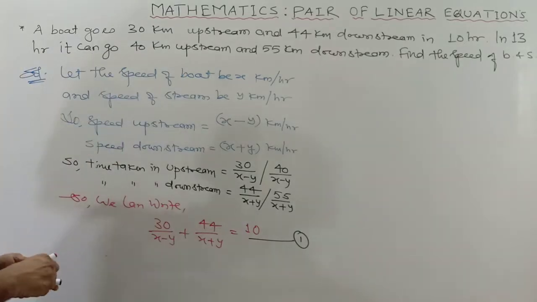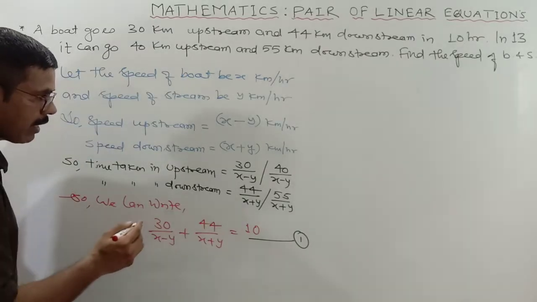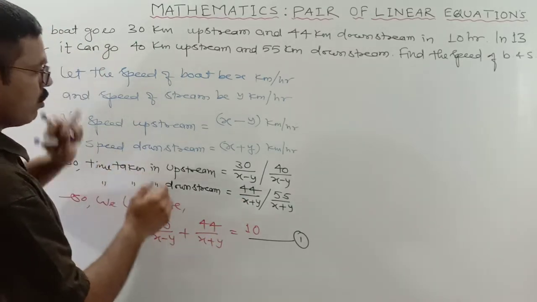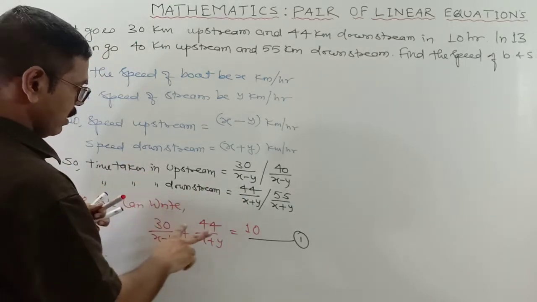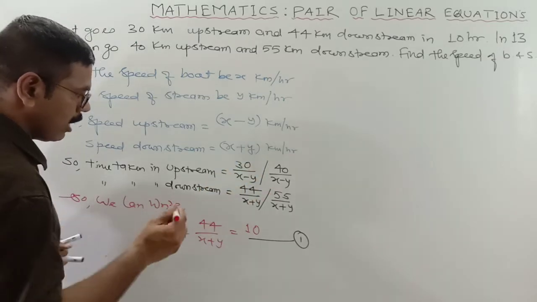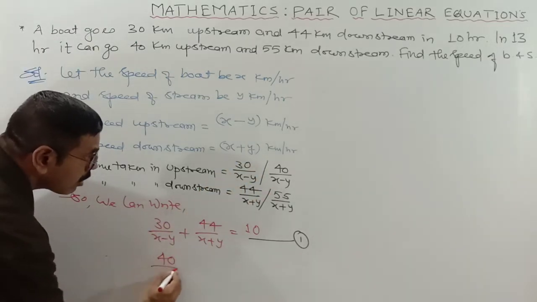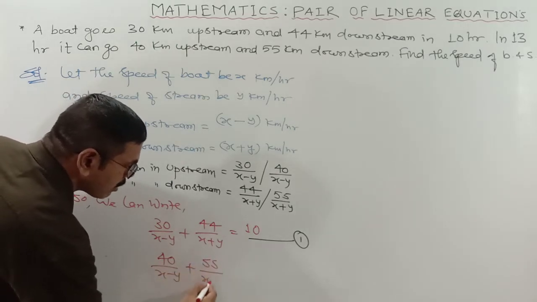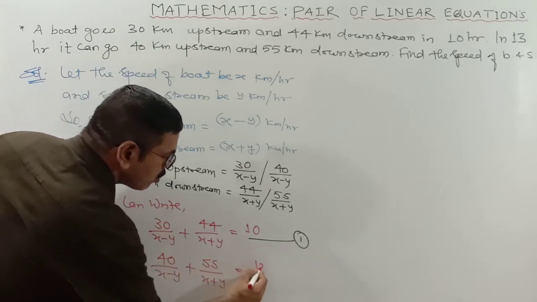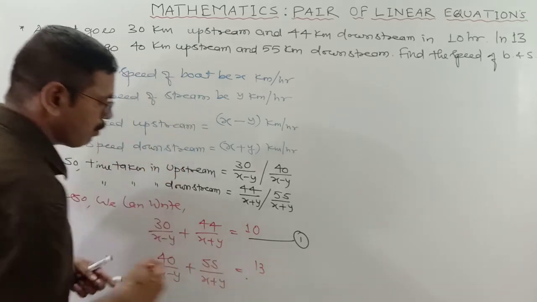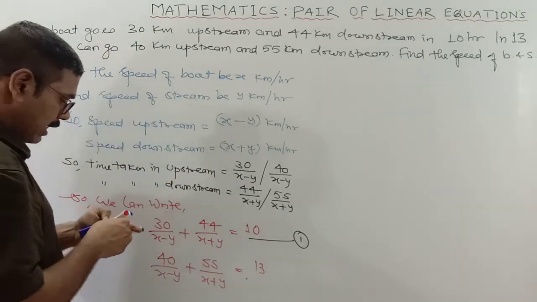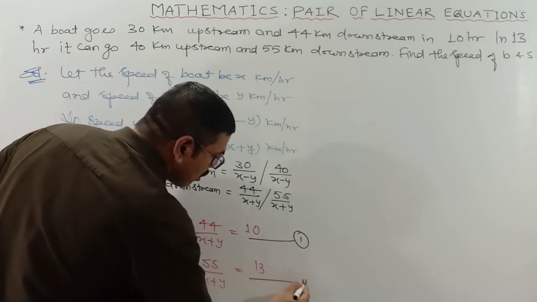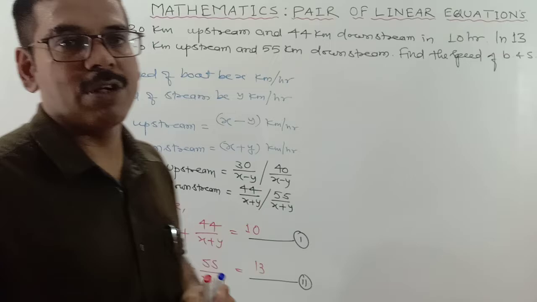Equation number 2: 40 upon x minus y plus 55 upon x plus y is equal to 13. Equation number 2. Is it clear? That is all in the formulation part. This is the formulation part.